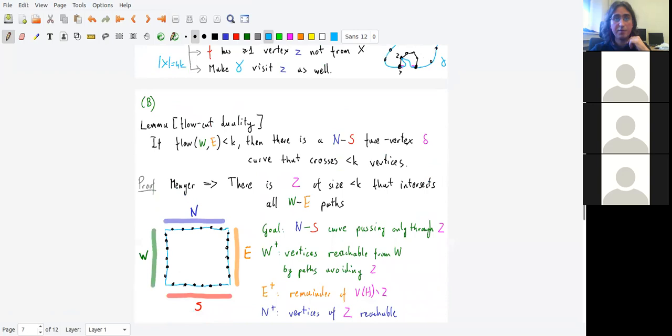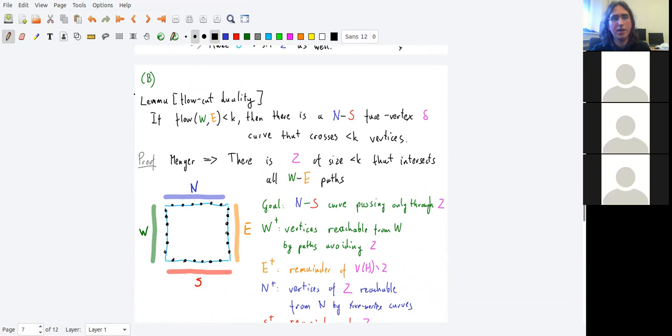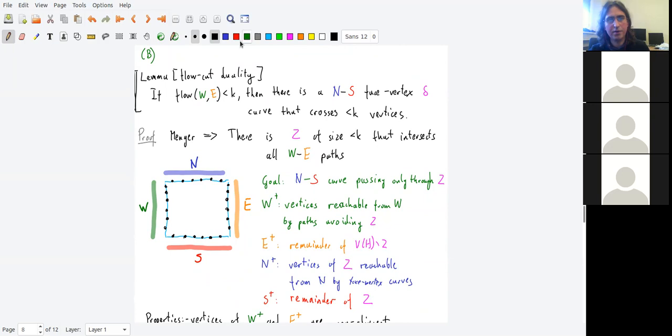to the more interesting stuff, namely flow cut duality. So recall that the flow cut duality lemma, that we won't need to prove now, is a lemma saying that if I do not have a flow of size k between west and east, then I have a phase vertex curve delta connecting north and south that passes through less than k vertices. Good. So by Menger's theorem, I know that there is a separator. There is a set of vertices, call it Z, of size smaller than k that intersects all the west-east paths.